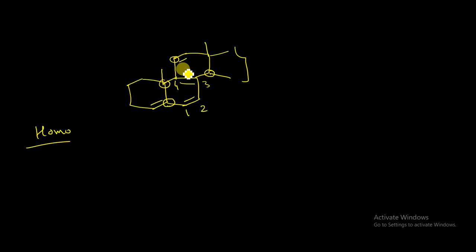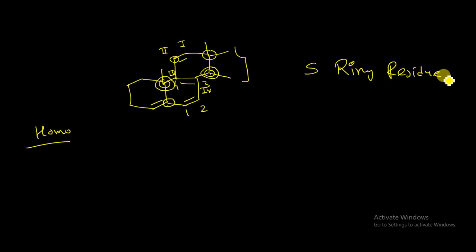For this system, suppose I take this as a diene system, 1, 2, 3 and 4. What I have to see is that there is one ring residue for this carbon atom. For the second carbon atom, there is no ring residue. For the third carbon atom, I have this ring residue. For the fourth carbon atom, I have this ring residue. So in total there will be 1, 2, 3, 4 and 5. So here I have 5 ring residues. You have to consider it as one ring residue for this structure.